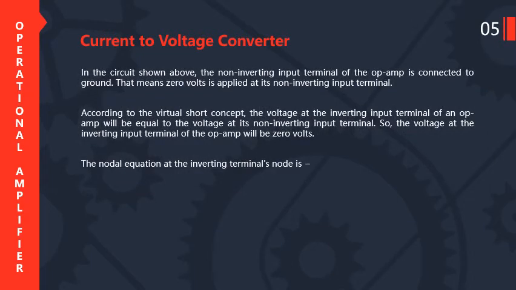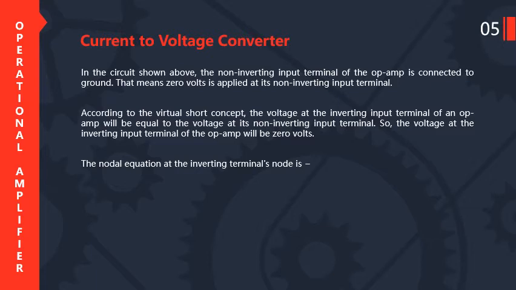In the circuit shown above, the non-inverting input terminal of the operational amplifier is connected to ground. That means 0 volt is applied at its non-inverting input terminal. According to the virtual short concept, the voltage at the inverting input terminal of the operational amplifier will be equal to the voltage at its non-inverting input terminal. So, the voltage at the inverting input terminal of the operational amplifier will be 0 volt.